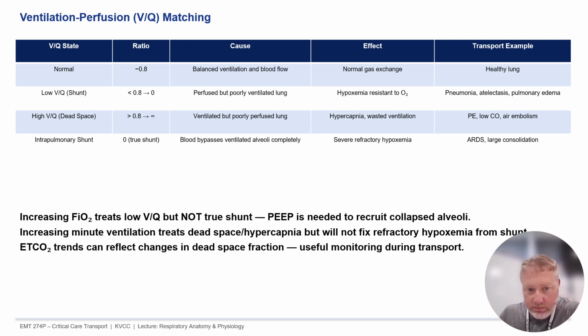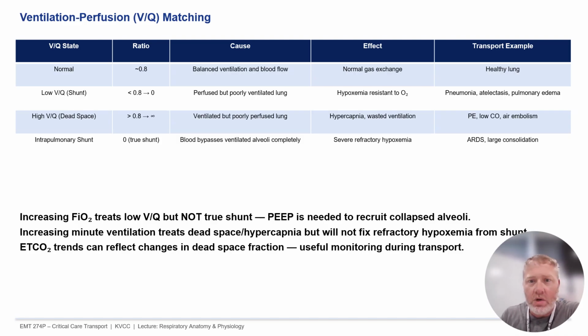So VQ is a ratio, okay, and so a normal V or ventilation is 4 parts. Normal perfusion is 5 parts. So, 4 divided by 5 becomes 0.8. So a normal VQ is 0.8. Anything that increases or decreases the VQ causes a mismatch. Whenever there's a VQ mismatch, then we need to pay attention.